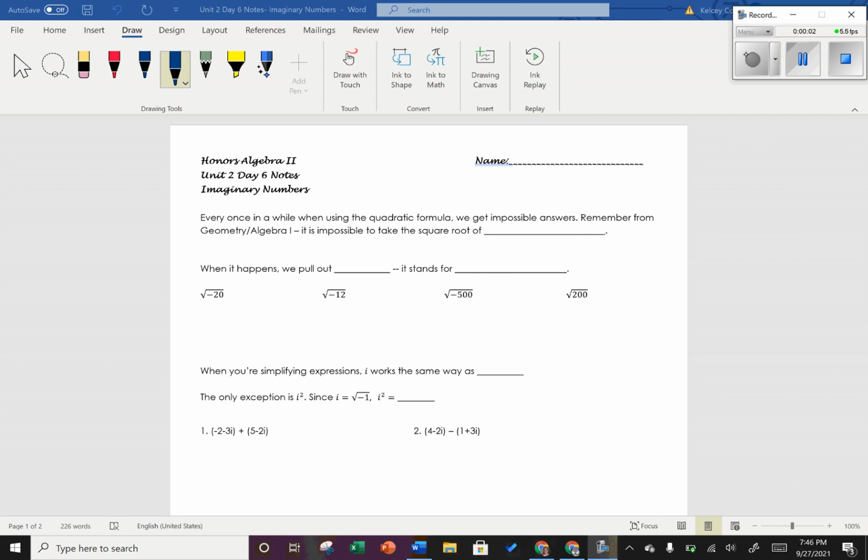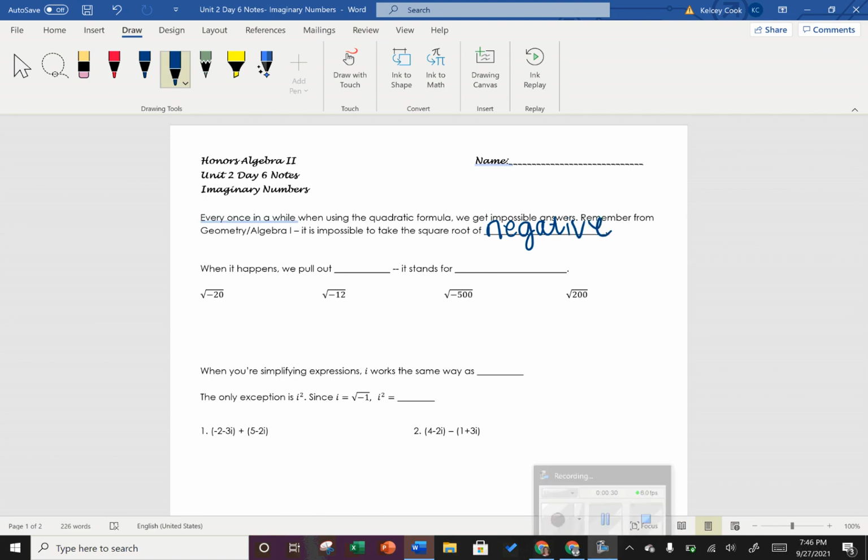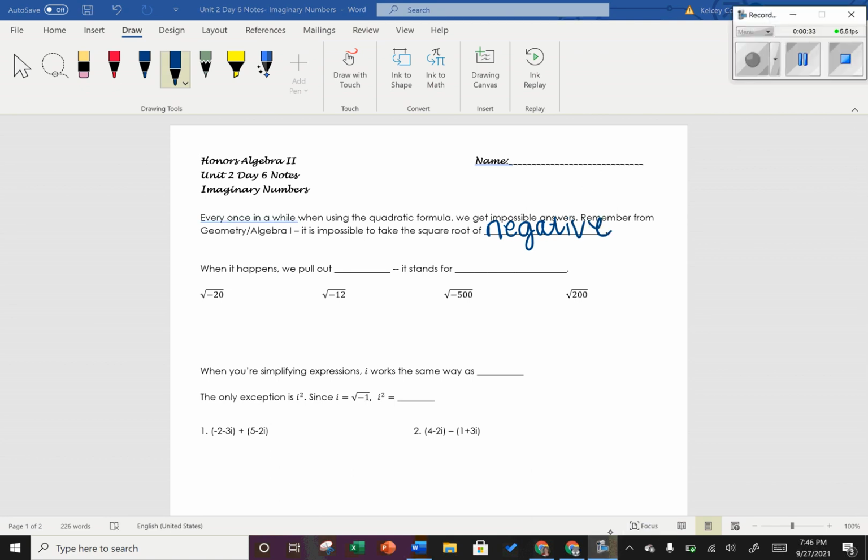Alright, hello. These are our Unit 2, Day 6 notes over imaginary numbers. So every once in a while, when we use the quadratic formula, which is what we learned about yesterday, we get impossible answers. So that's when you have the negative under the square root. So it's impossible to take the square root of a negative. Now, when it happens, we pull out i.